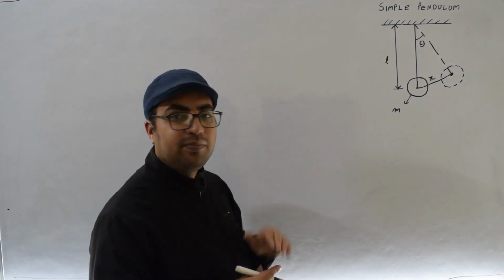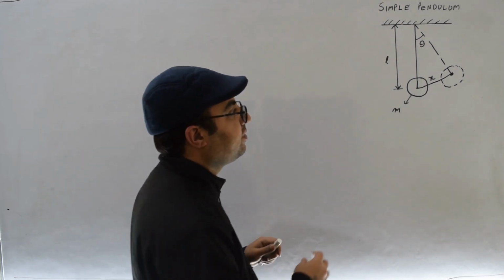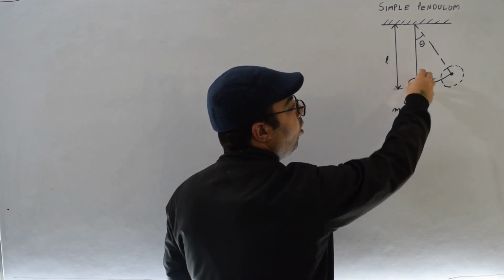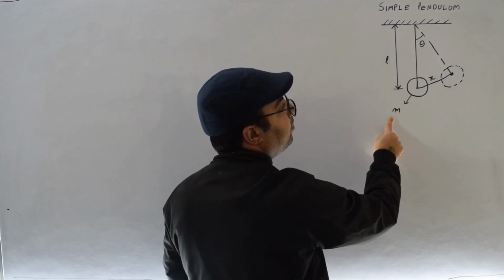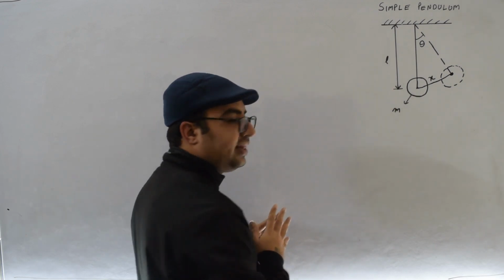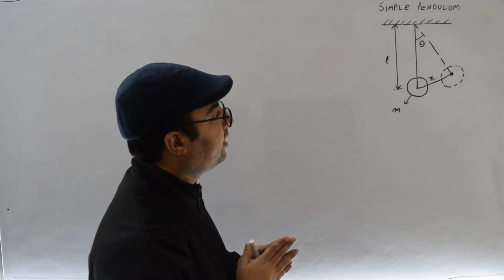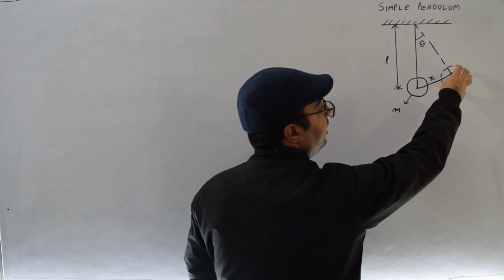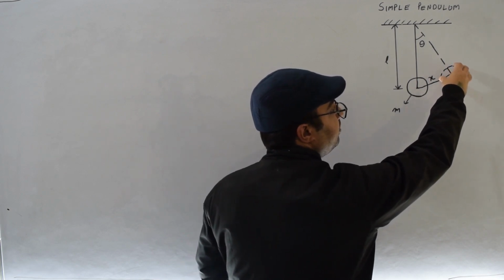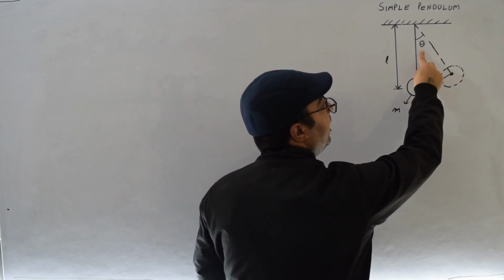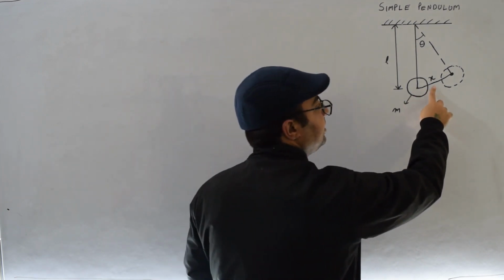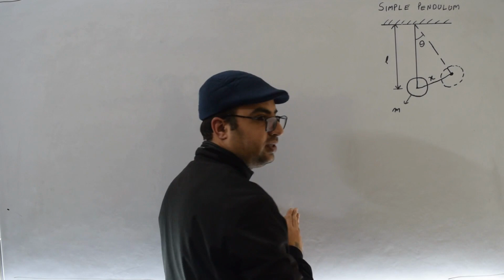This is our pendulum. The mass which is hanging at the bottom of the string, that is called bob, is m. This L is the length of the string, and I have given some displacement to the mass. So presently the mass is at this particular position. Theta is the angular displacement and x is the linear displacement.